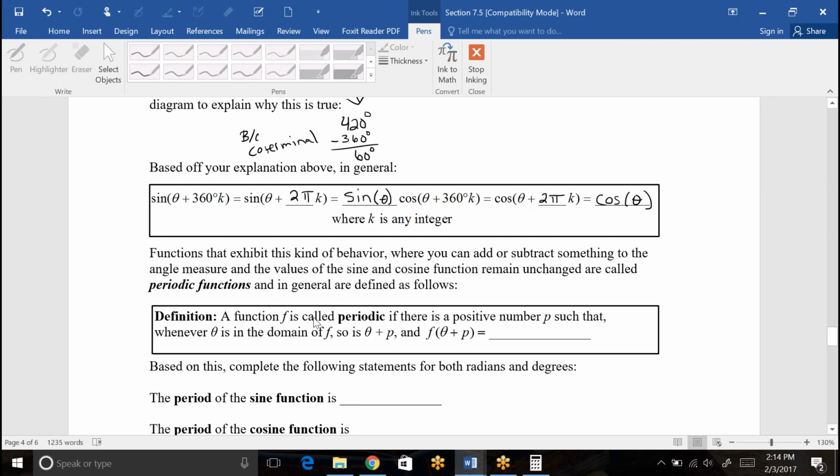A function f is called periodic if there is a positive number p such that whenever theta is in the domain of f, so is theta plus p. For example, the function value of theta plus p is the same thing as the function value of theta. What that means is they have the same height.